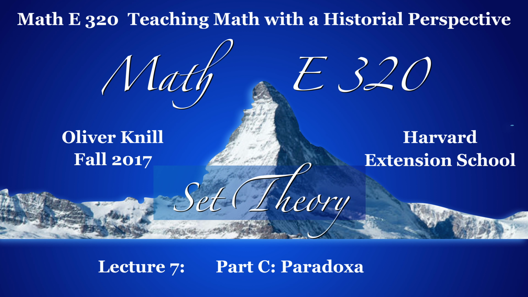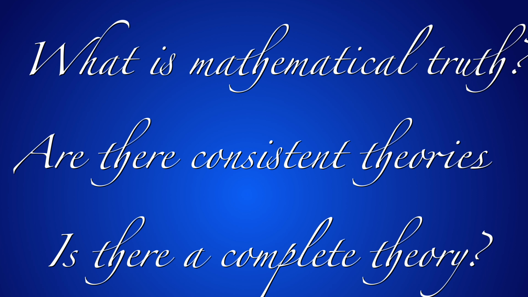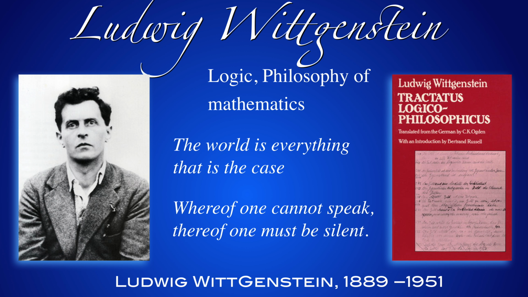In this part C, we look at some vexing paradoxes. Questions like, what is mathematical truth? Are there consistent theories, or is there even a complete theory of all mathematics? One thinker who thought about this is Ludwig Wittgenstein. He's known for catchy slogans like, whereof one cannot speak, thereof one must be silent.